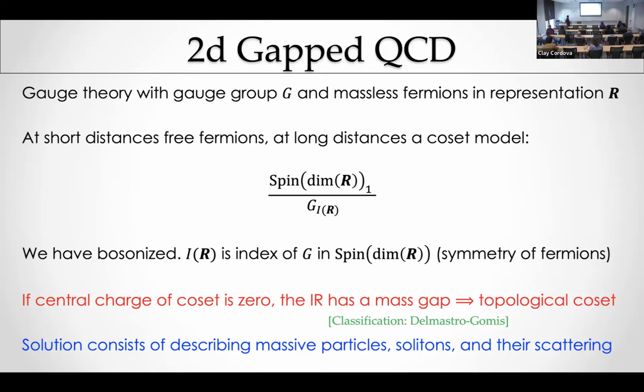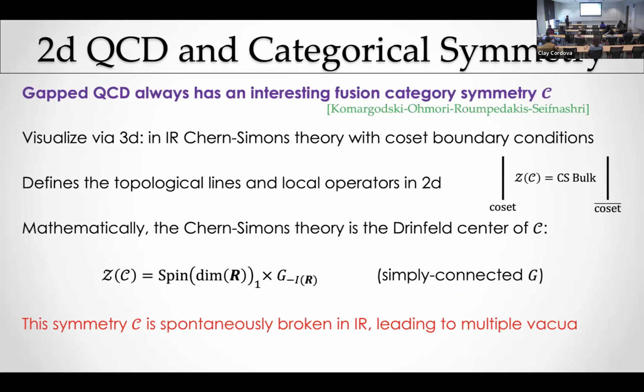And you can work out, based on this infrared description, what the condition is for the infrared to have a mass gap. Right? So you just need to compute the central charge of this coset. And if you find that it is 0, that means that the infrared is gapped. Not trivial. There can be many vacua. There can be particles and solitons, as we'll discuss, but at least it's gapped. So we know particles and solitons and distinct finite vacua are the right language for thinking about that problem. Okay. So that's the situation we will be in.